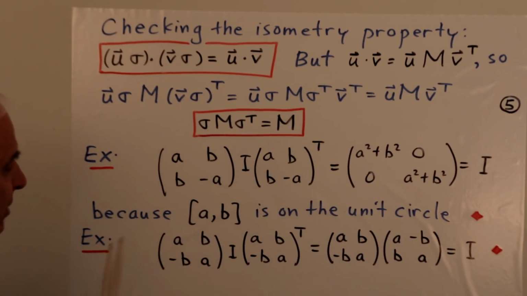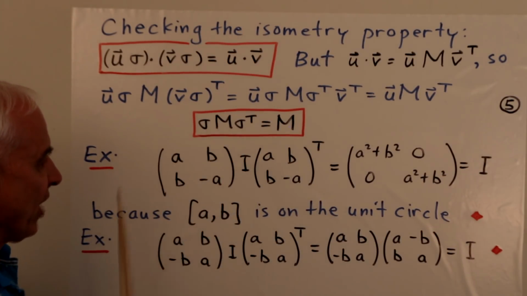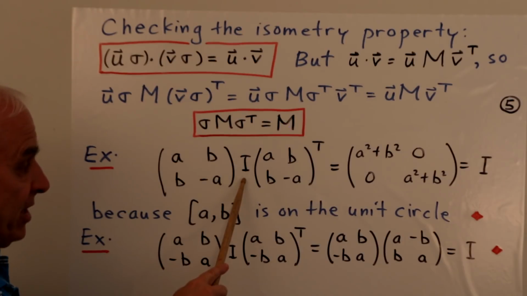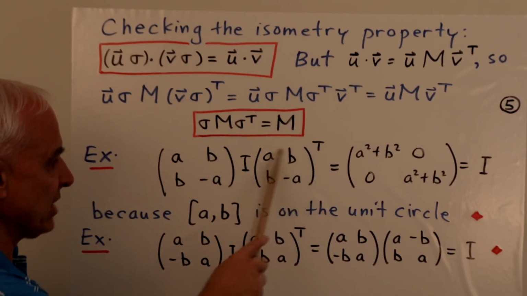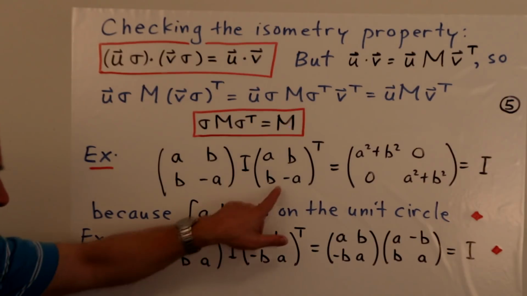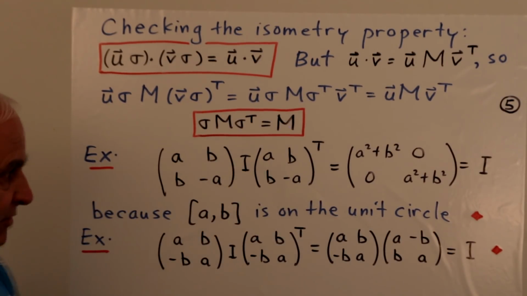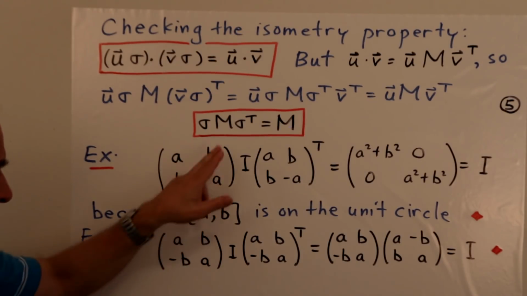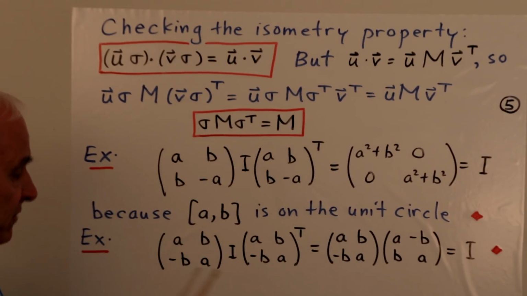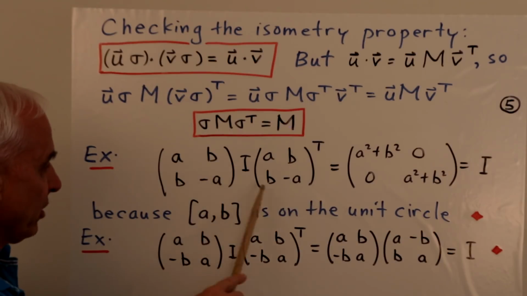Okay, so when sigma was A, B, B minus A, then this left-hand side becomes that matrix times the identity times this thing's transpose. And what is the transpose of this? Well, it's the same thing as itself because this is a symmetric matrix in this case. The identity is just the identity, so it disappears from the matrix product. And we just really have the product of this with this.